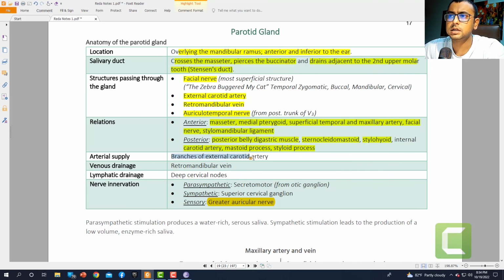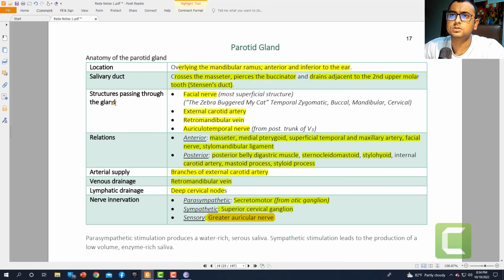Arterial supply is from the external carotid artery, and the retromandibular vein gives the venous drainage. Lymphatic drainage is to deep cervical nodes. Parasympathetic secretomotor supply is from the otic ganglion, sympathetic from the superior cervical ganglion, and sensory from the greater auricular nerve. Very important, these kinds of things.